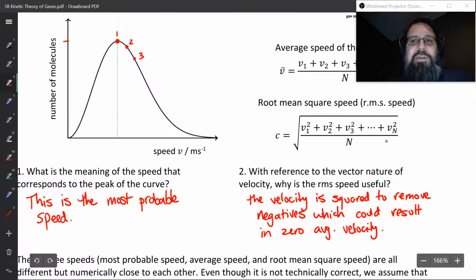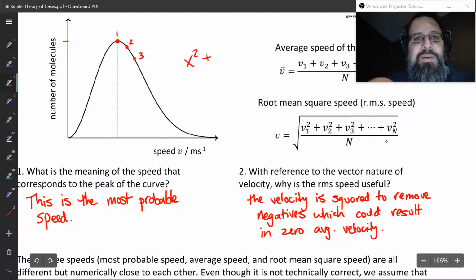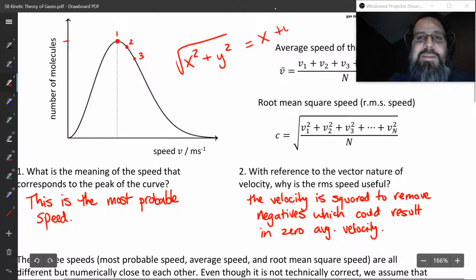But you're not perfectly back to where you started from. Taking the square root of two things that are squared and added together, the square root doesn't cancel out like that. You can't say that the square root of x squared plus y squared is equal to x plus y. That's not the case. Those aren't the same thing. So you're not going to have an exactly equivalent situation. It will slightly increase the speed when you do that.